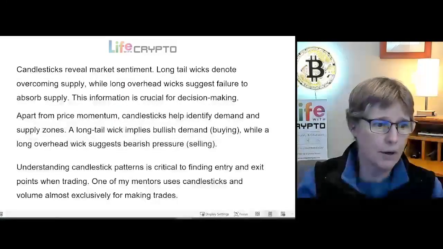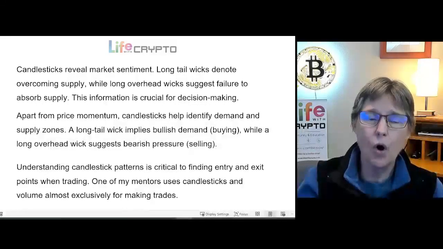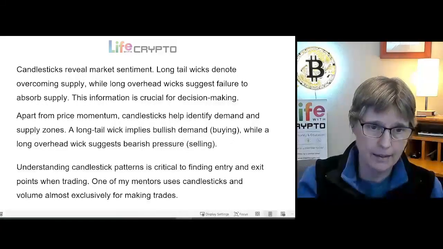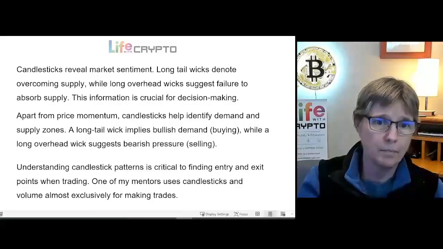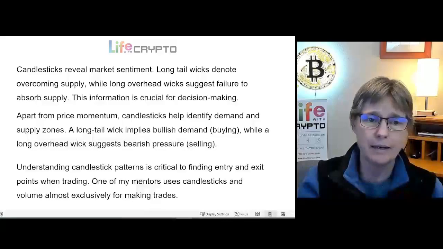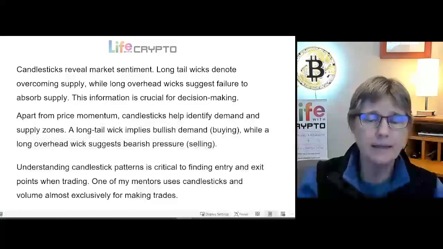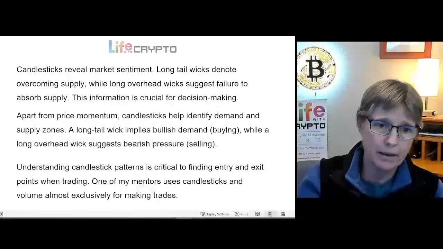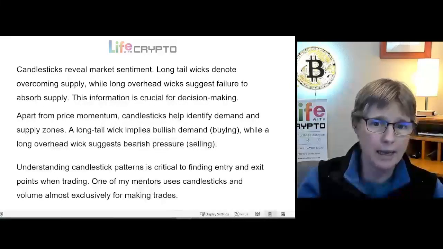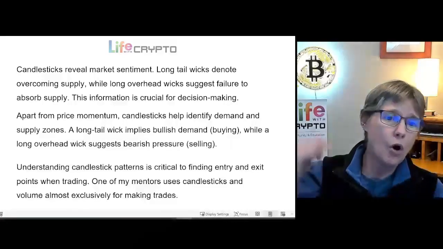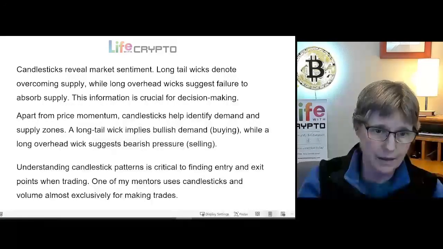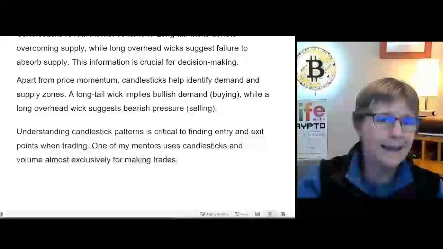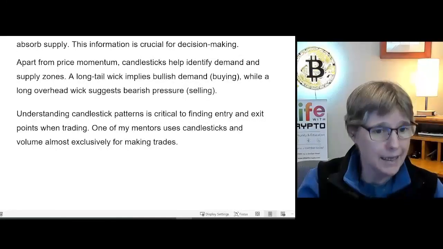Candlesticks can also reveal market sentiment. Long tail wicks denote overcoming supply, while long overhead wicks suggest failure to absorb supply. And don't worry if you don't know exactly what that means, you will over time. This information is crucial for decision making. Apart from price momentum, candlesticks help identify demand and supply zones. I'm not going to get into a lot about these zones in this training, but we'll talk about it at some point. A long tail wick implies bullish demand or buying, while a long overhead wick suggests bearish pressure or selling. We're going to look at some actual pictures in a minute, so you'll better understand what I just said. Understanding candlestick patterns is critical to finding entry and exit points when trading.